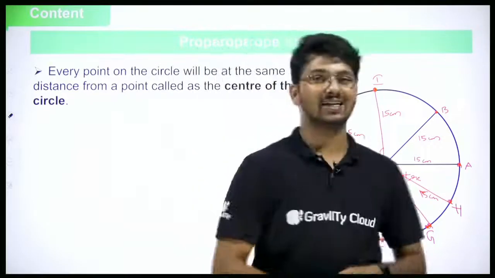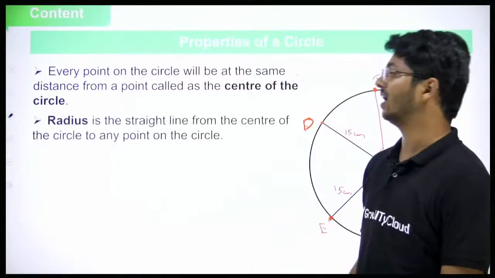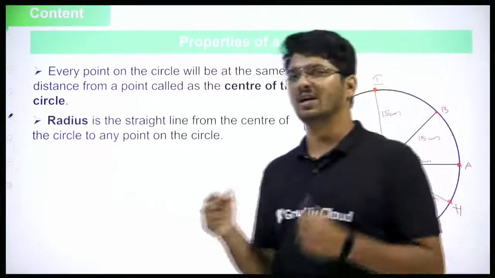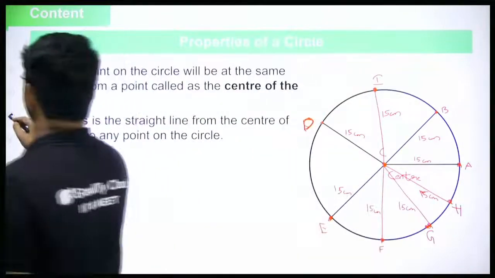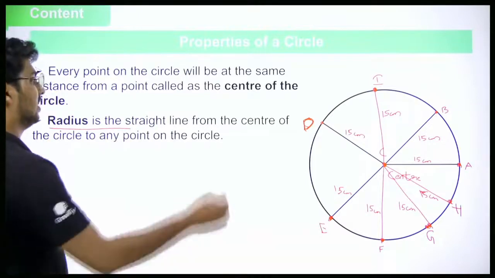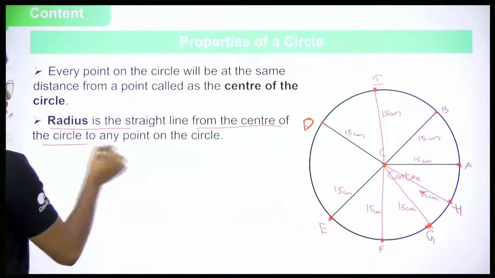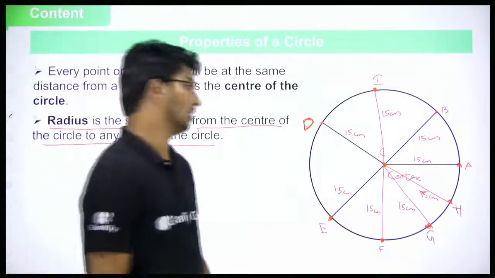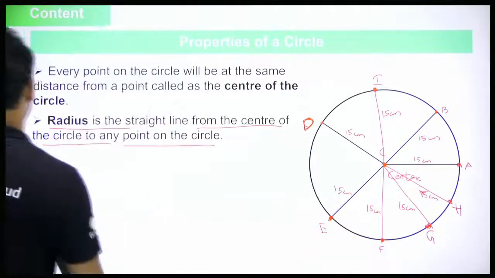And you know what that distance is called? It's called the radius. Some important terms of a circle that you have to understand. So what is the radius here? It is a straight line from the center of the circle to any point on the circle, like C to D. Anyone.